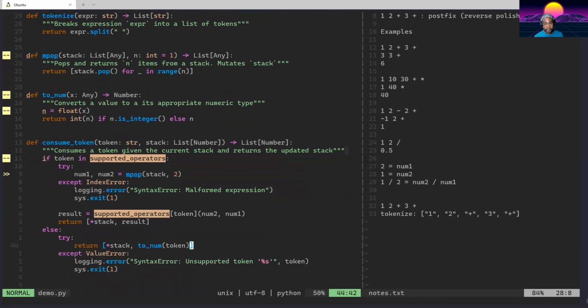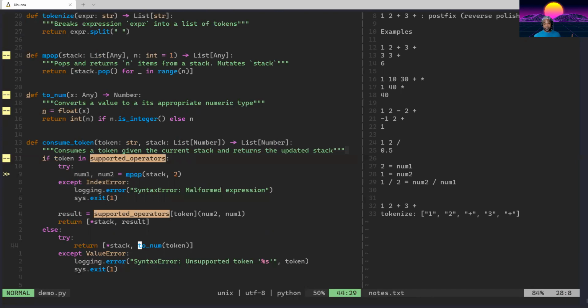Now, if we encounter just a number, then we are just going to append that number to the stack, right? And I just have a utility function here for converting a token to a number in a way that respects its type, whether or not it's a floating point number or an integer. Don't really need to peer into this too much. You can if you want, but we're just converting a numerical token into an actual number data type.